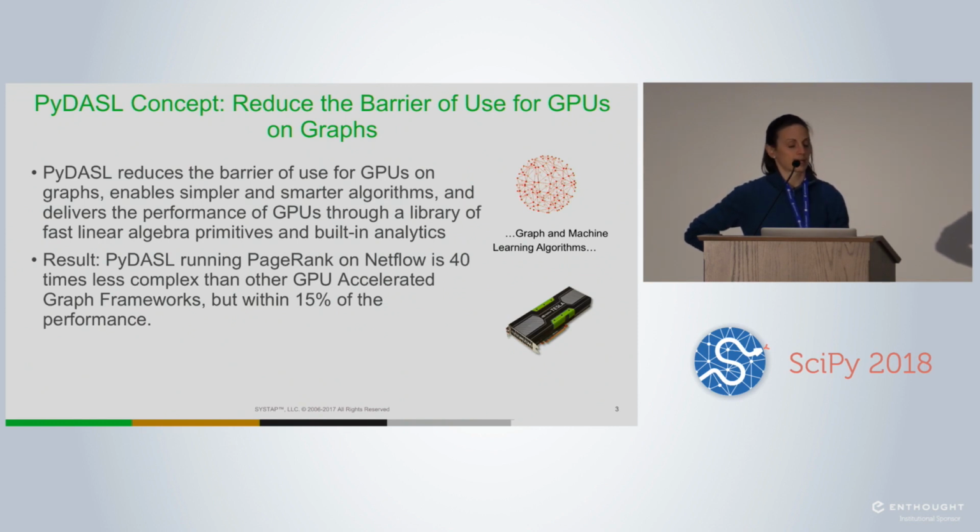And so an example here is that we have run PageRank on NetFlow data. And the source code complexity of the solution of PageRank is 40 times less complex than other GPU-accelerated graph frameworks, but remains within 15% of the performance.